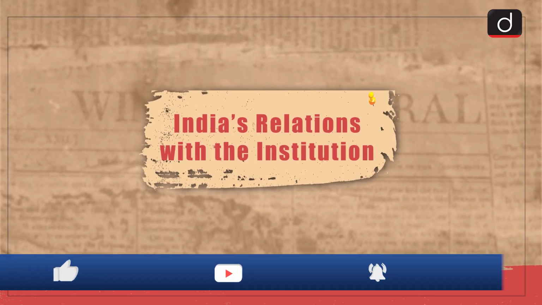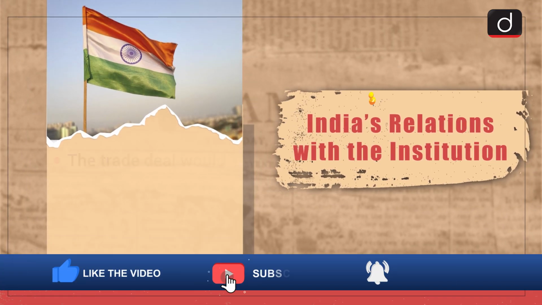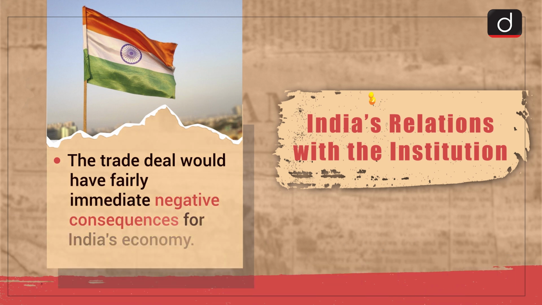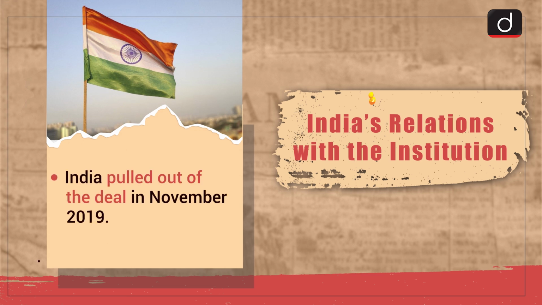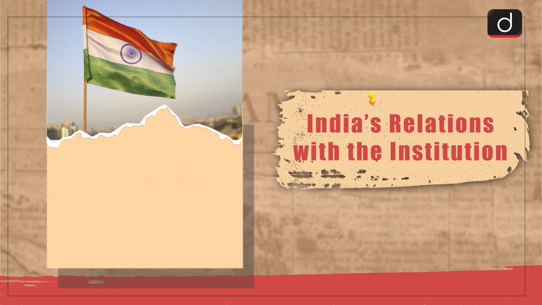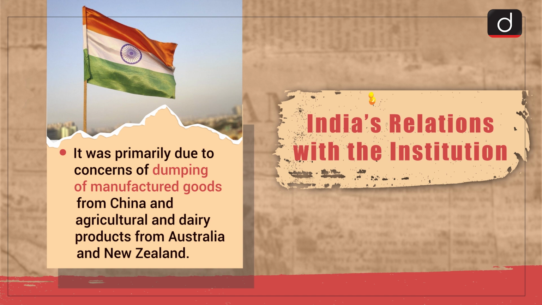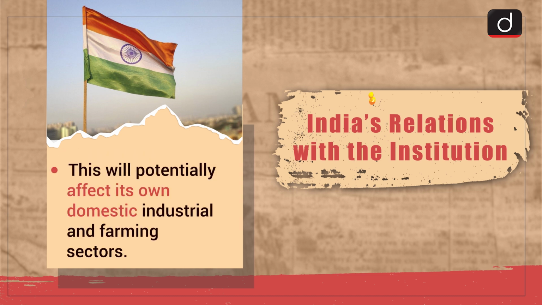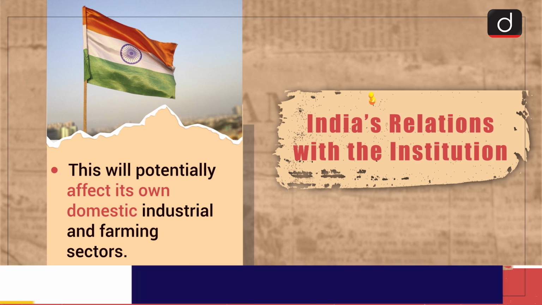India's relations with the institution are as follows. The trade deal would have fairly immediate negative consequences for India's economy. India pulled out of the deal in November 2019. It was primarily due to concerns of dumping of manufactured goods from China and agricultural and dairy products from Australia and New Zealand. This will potentially affect its own domestic industrial and farming sectors.